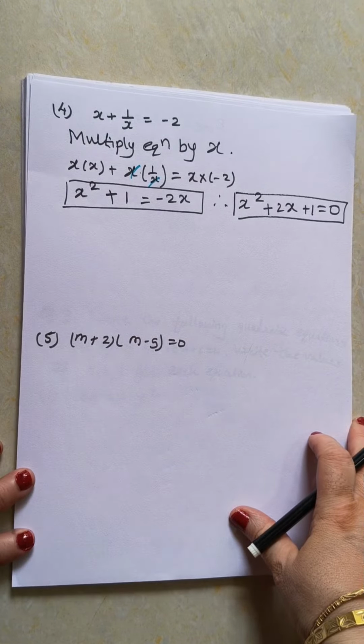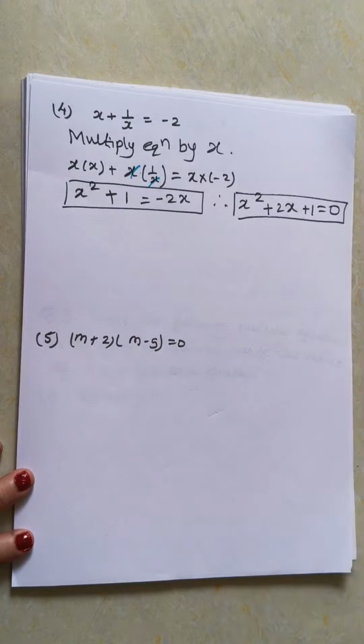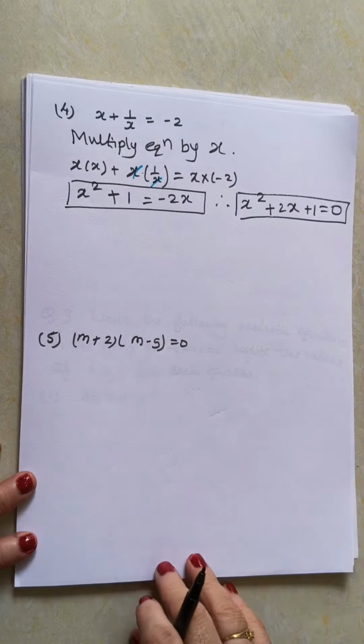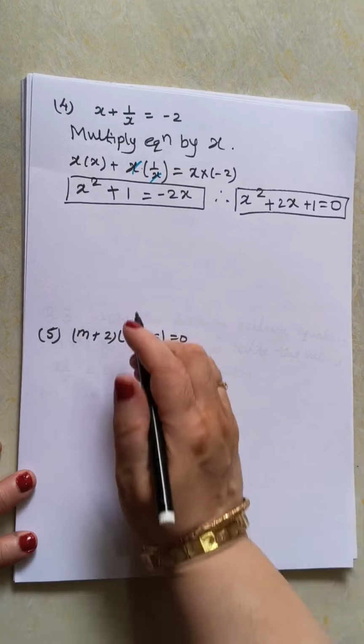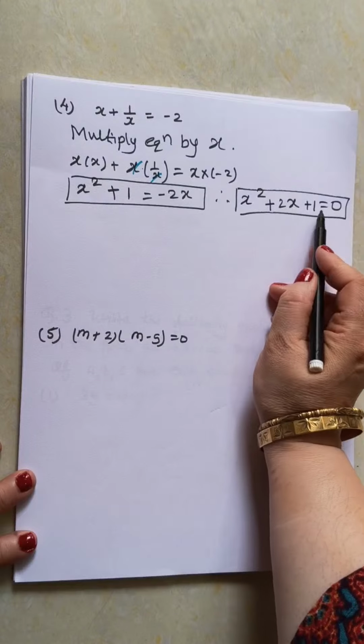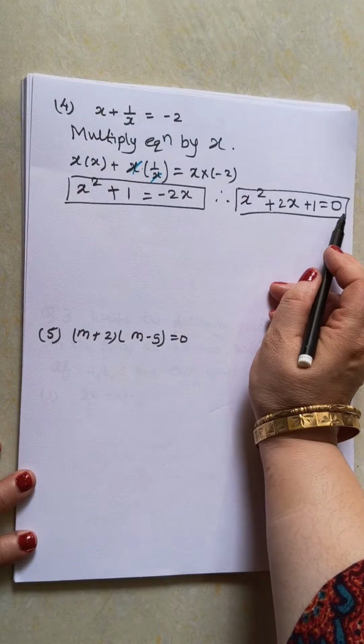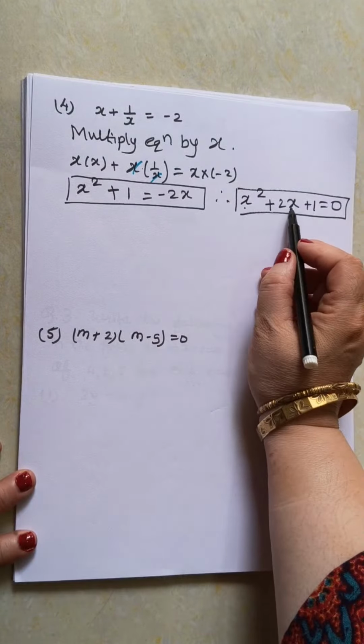No, it's not a quadratic equation because it has two variables. In your question, you have given x and y, two variables. Okay. So here it is x square plus 2x plus 1 is equals to 0. Now here only x, one variable, is there.